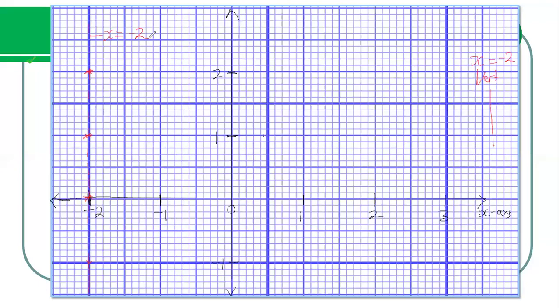Now, the next part is we are going to shade the unwanted region. We have said that the unwanted region is that region that does not satisfy the inequality. Now, when you look at our x-axis, we have said the values that are not satisfying the inequality, let me use black. Since our inequality was x less than -2, yes, the values that are less than -2 are the values that are of importance.